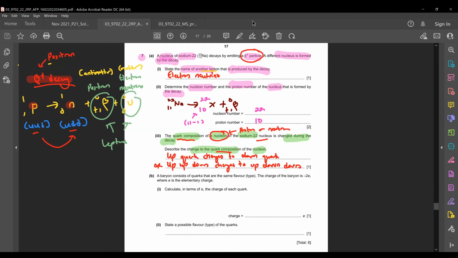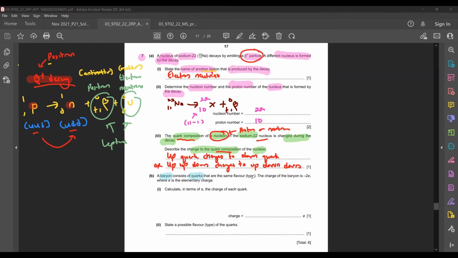Okay, then after that, the last part, we mentioned this thing where a baryon consists of quarks that are of the same flavor. The charge of the baryon is -2e, where e is the elementary charge. Calculate in terms of e the charge of each of those quarks. Now this one is where they start to ask something a bit different. This one wasn't inside my notes.